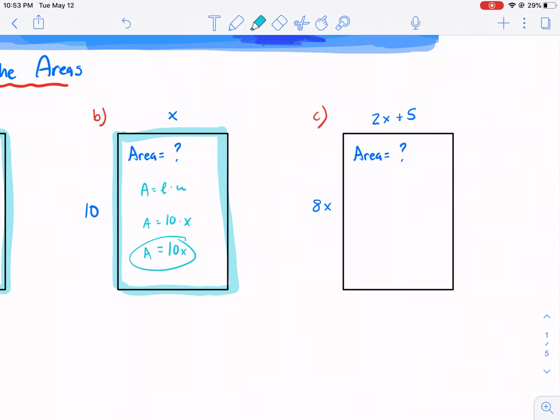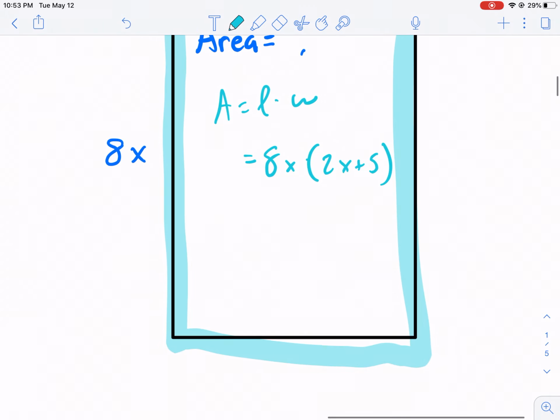Let's go even further. What if we don't know both the lengths of the sides, but we do know that they have a relationship to each other? So one is 8x and one is 2x plus 5. How do we find the area? Same exact way. Area equals length times width. So that is equal to 8x times, this time we need parentheses, 2x plus 5. Because there is addition or subtraction, we need to put that in parentheses. So now we have a little bit more work. We need to distribute. So we distribute this to both terms inside.